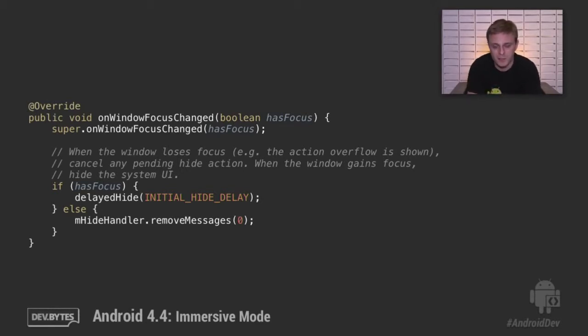So for example, if you're watching a video and you press the action overflow, that shows up a pop-up menu, you'll want to prevent the case of 3 seconds after you show the action overflow, the system bars and action bar hide, automatically closing the action overflow. So this will help you prevent that.